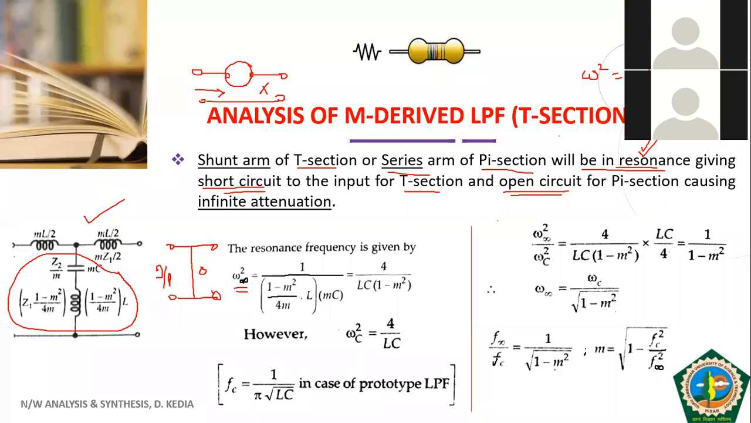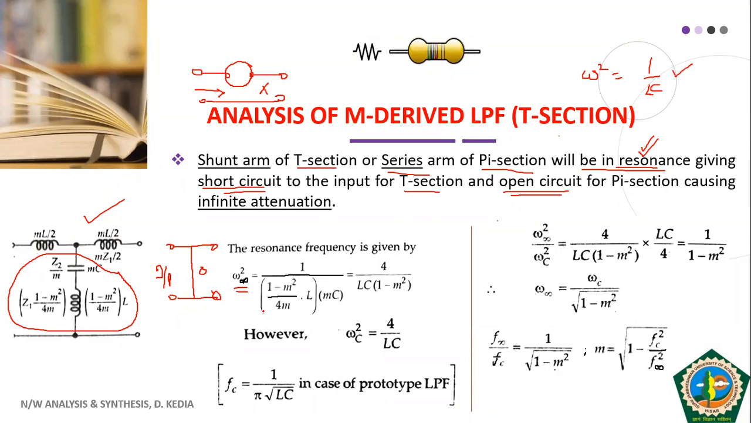So if you use this omega square equal to 1 by LC here, this is the L in case of M-derived filter. This is L. And what is C here? MC. So we have MC. This is nothing but the same thing, omega square equal to 1 by LC. I have substituted the value of L and C for the shunt arm in case of M-derived filter. And if you solve this, you get omega infinity square is equal to 4 by LC into 1 minus M square.